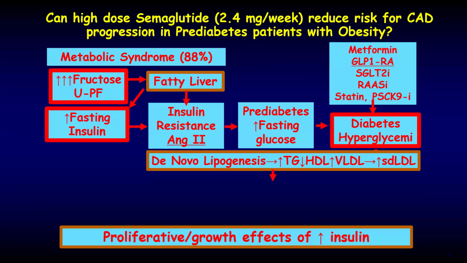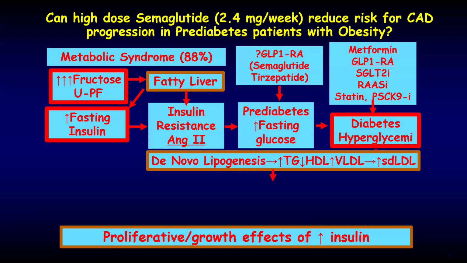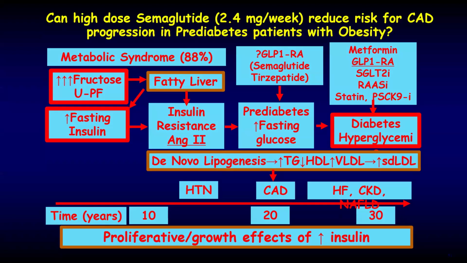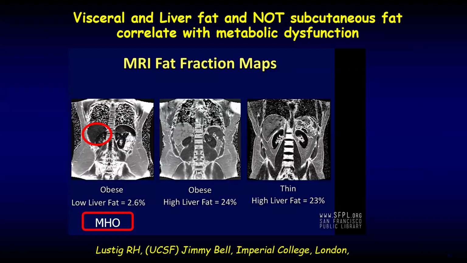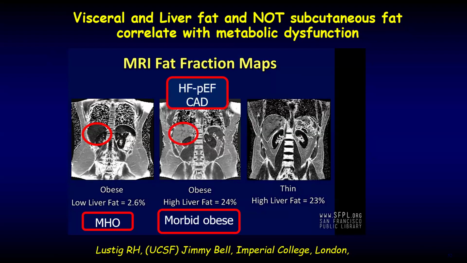So now the big question is, can we treat with Ozempic or semaglutide to try to lose 10% of the body weight and at the same time prevent cardiovascular disease? All right. And what really matters is actually not the fat that's in the subcutaneous tissue. It matters, the fat that's in the liver or the visceral fat. That is the one that actually causes diabetes.